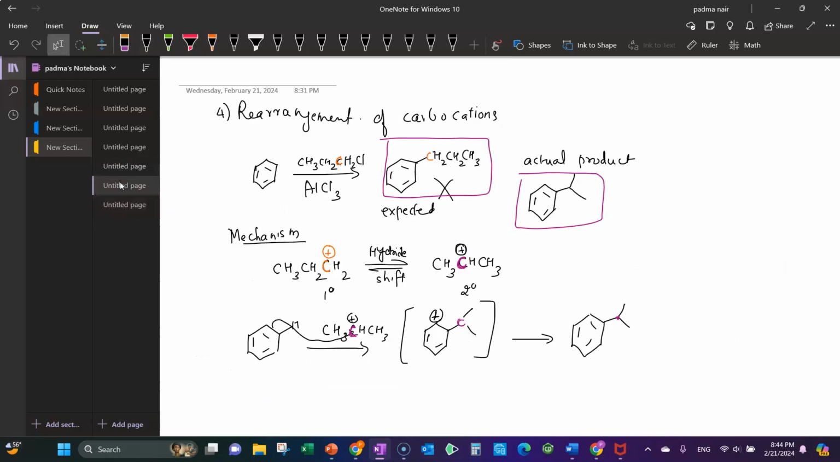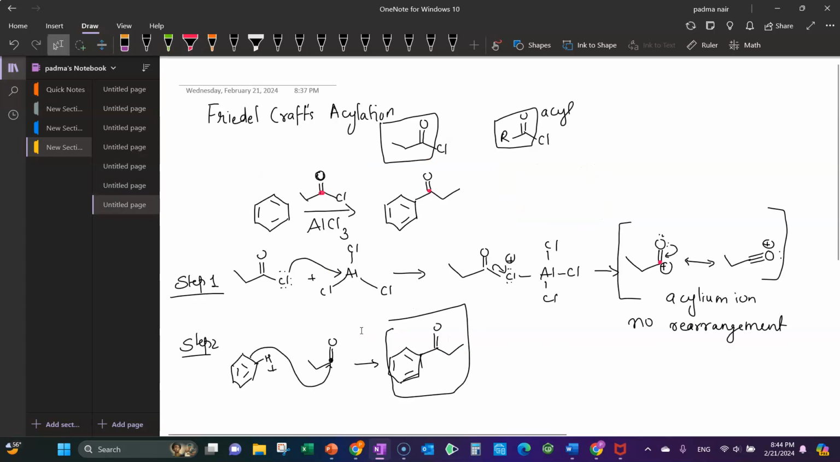Remember, let's go back to the previous page. See, this is what we wanted, right? A propylbenzene. So we said that we can use Friedel-Crafts acylation to form propylbenzene. Right now, it's not a propylbenzene. We still have the ketone group here, but we can actually do a reduction reaction, which is called Clemmensen reduction.